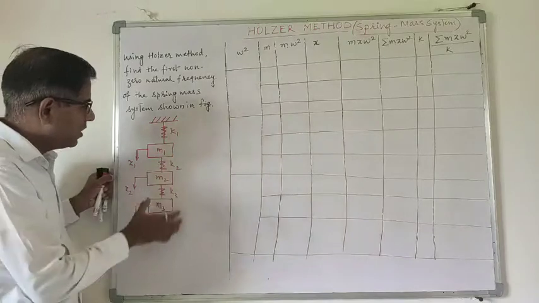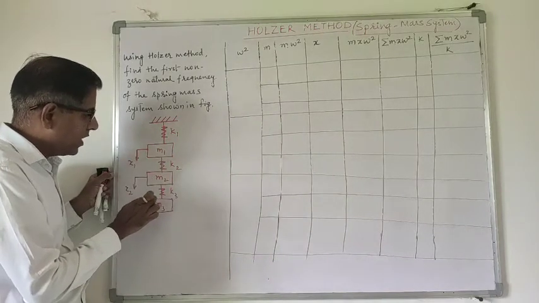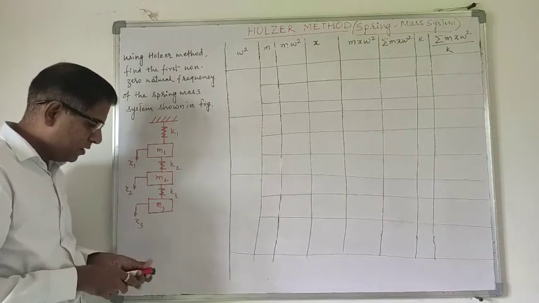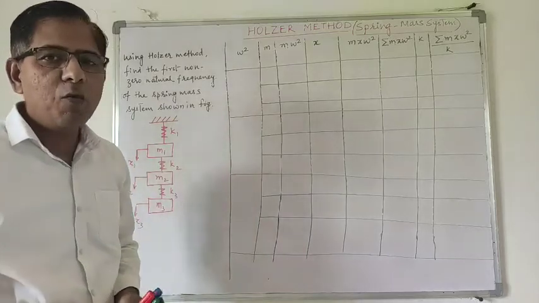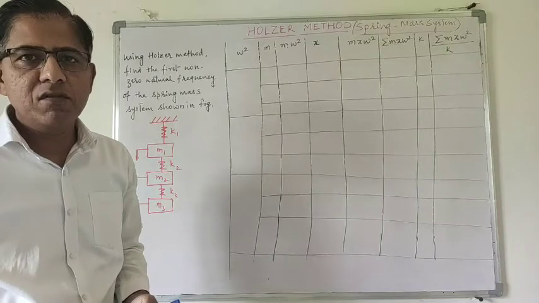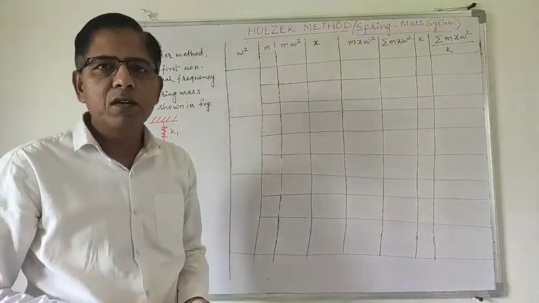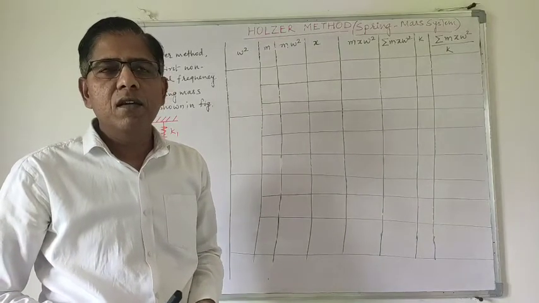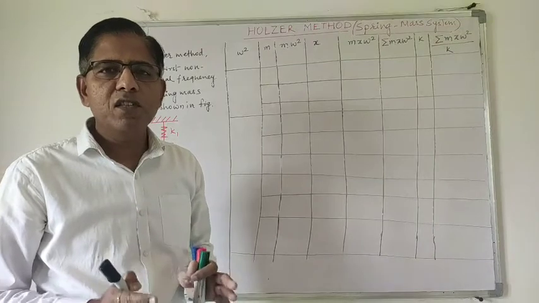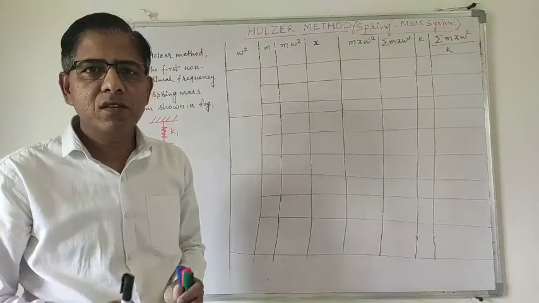Now if you see this figure, then there are three masses M1, M2, M3, and there are three springs K1, K2 and K3. So that means there will be how many natural frequencies? So three masses, there are three natural frequencies. But the assumption of the Holzer method is that the first natural frequency we always assume as 0. Assume the first natural frequency as 0.